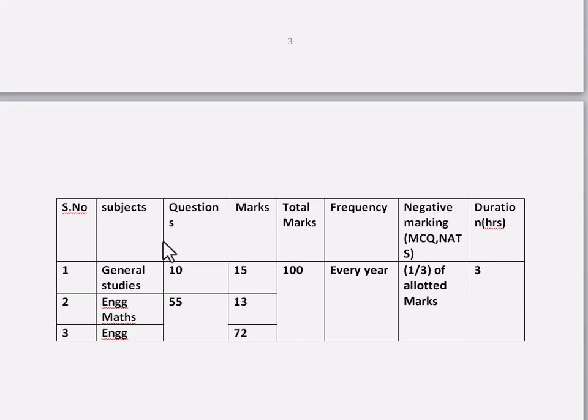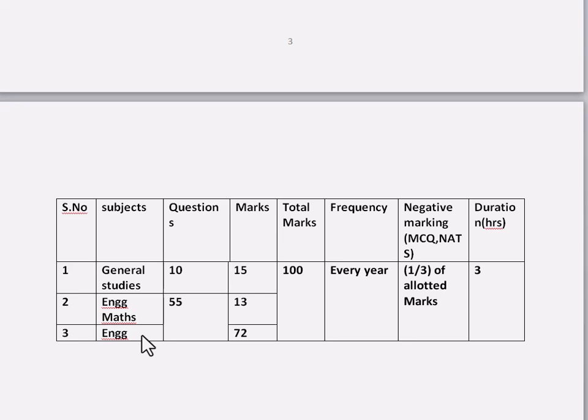And the general question distribution is like this. There is general studies, similarly engineering mathematics, the other is core engineering. In general studies, questions are totally 10 and they carry 15 marks. Whereas engineering mathematics, the marks that are allotted will be 13. And for engineering, the marks allotted will be 72.